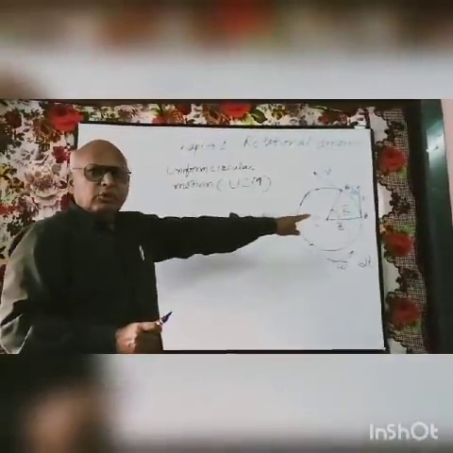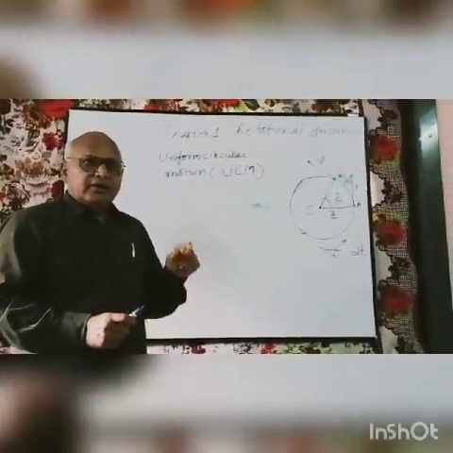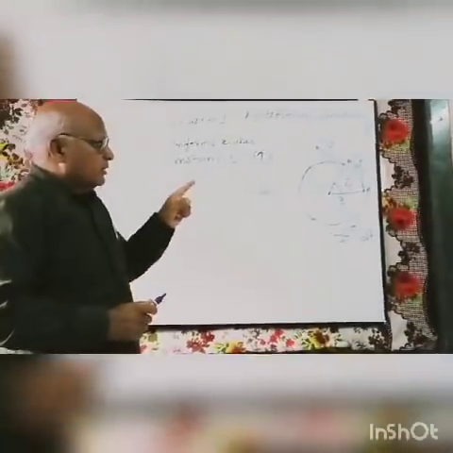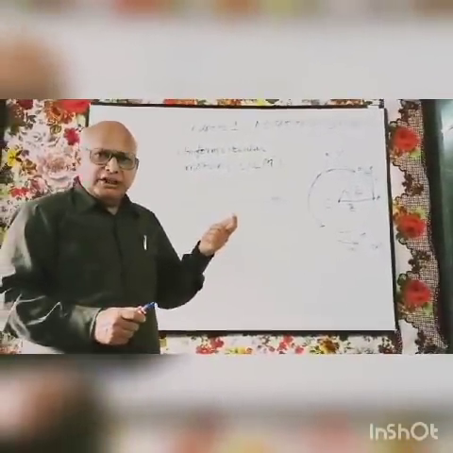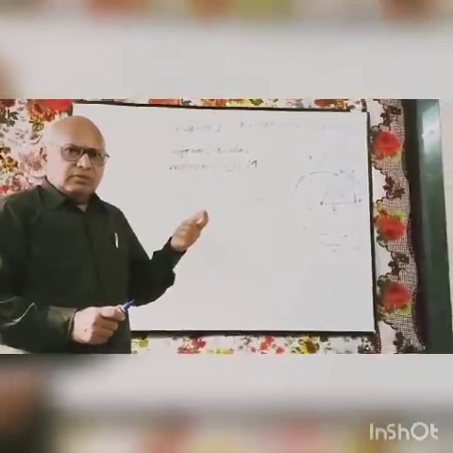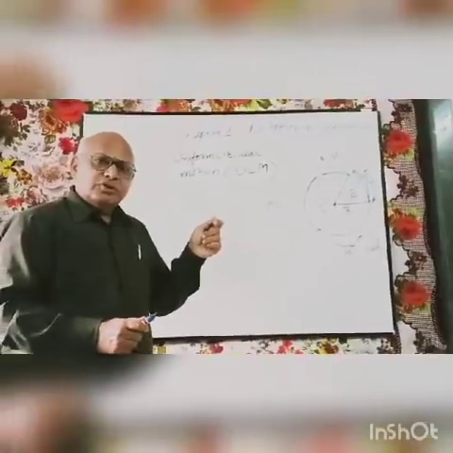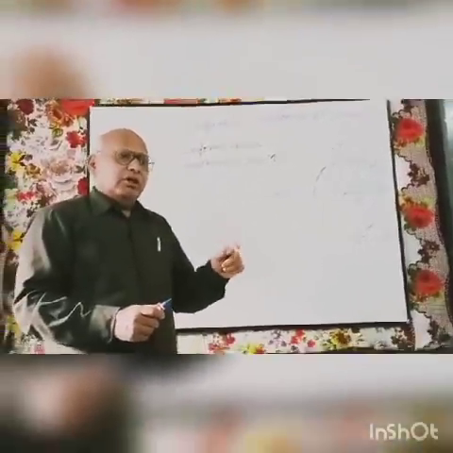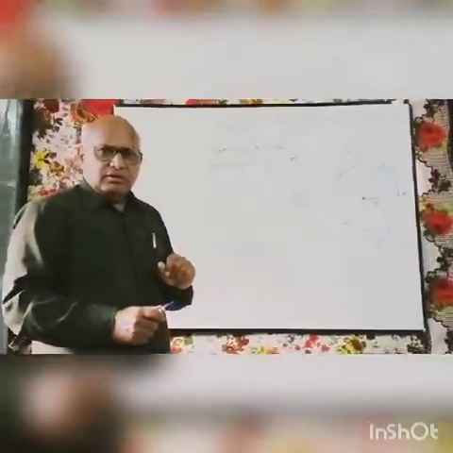Circular motion is the motion of a particle along the circumference of a circle. In this, the linear speed is going to change, and also the angular speed is going to change. It may change or may not change. It is a circular motion.